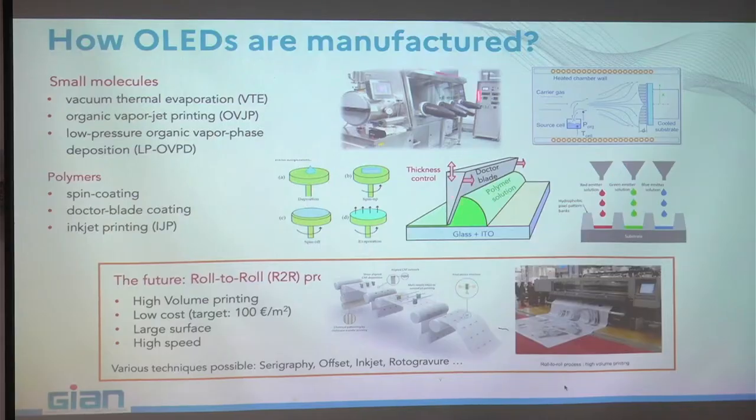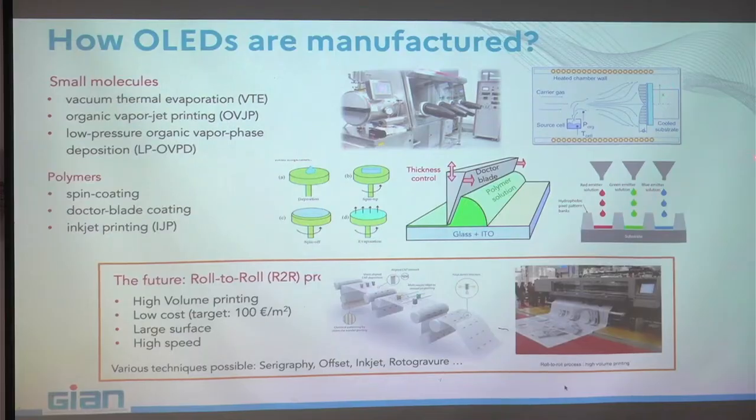Different ways. Evaporation, this is my own system in Toulouse. You evaporate molecules and you create thin layers of the different films. You can use spin coating. You use the viscosity of the material to create thin layers. We are speaking here about layers of less than 1 micron. You can also use the doctor's blade, same thing.